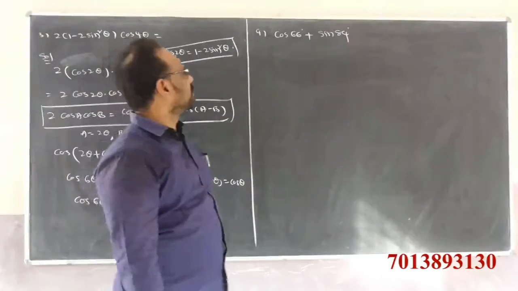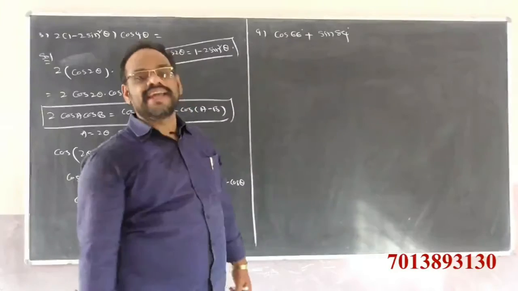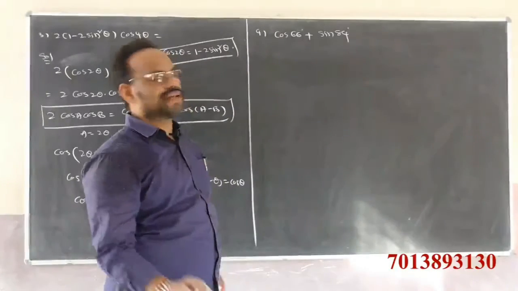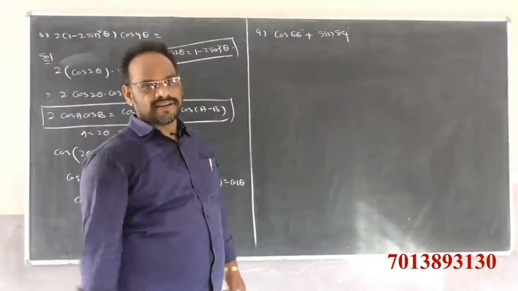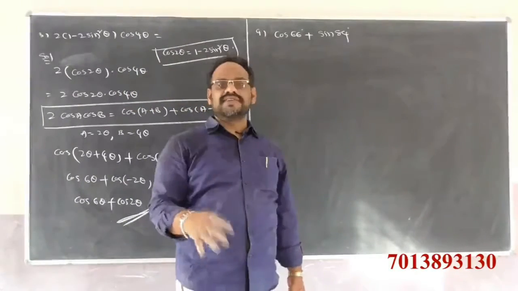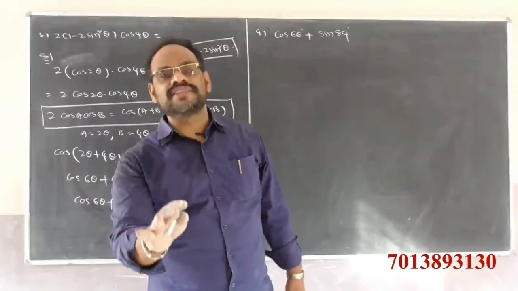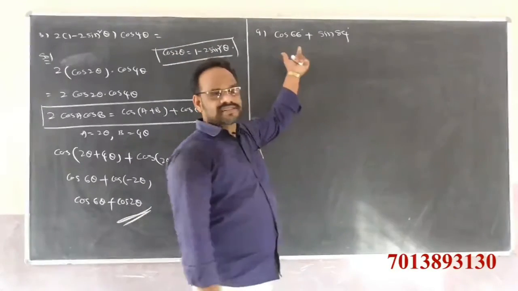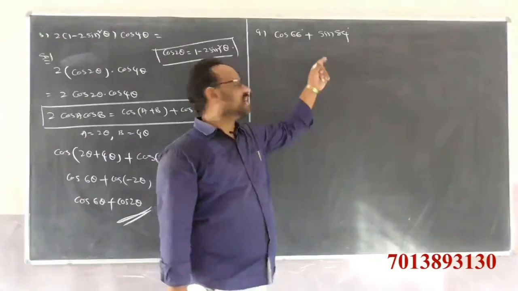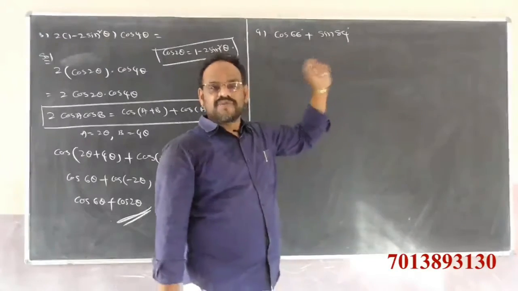Next problem. Cos 66 plus sin 84, value we want. We don't have any formula for cos and sin together. We have formulas for cos C plus cos D, or sin C plus sin D, or cos C minus cos D, or sin C minus sin D. Compulsorily, cos can be converted into sin, or sin can be converted into cos.